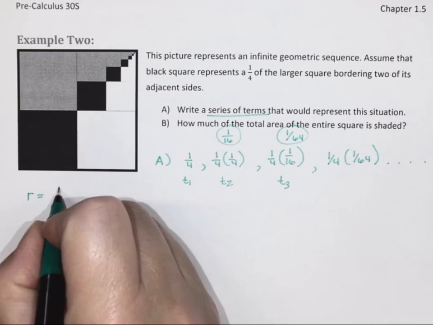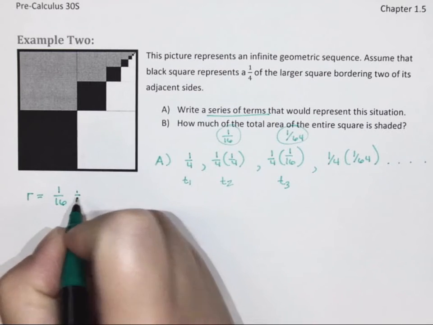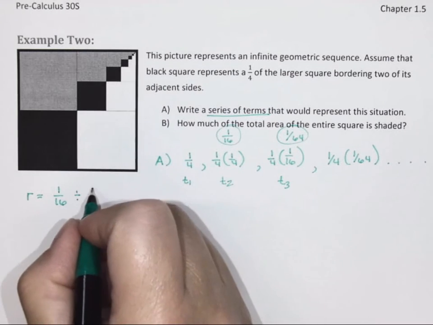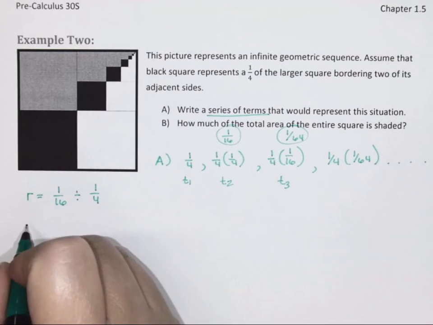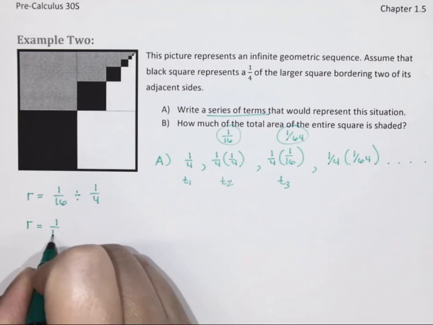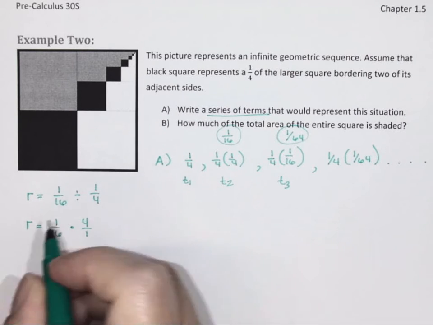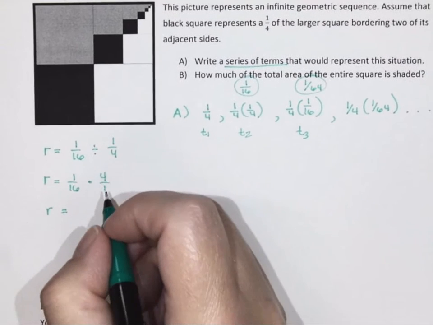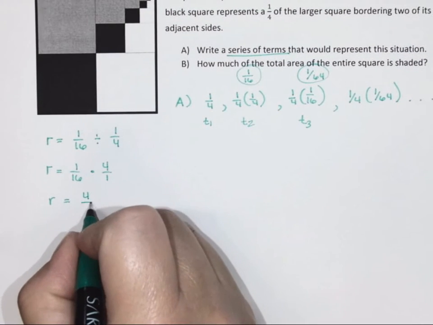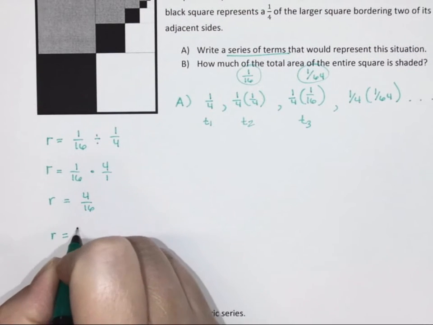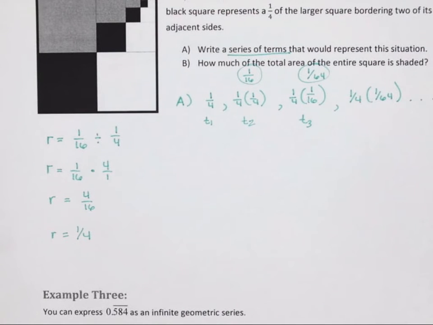So I'm going to take 1/16 and divide it by the term that comes before it. So that's 1/4. So this is going to be 1/16 times 4/1. So R is equal to 4/16. I'm going to reduce that, and that's 1/4. So my common ratio is 1/4.